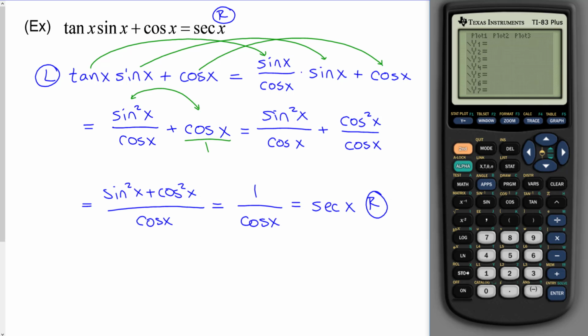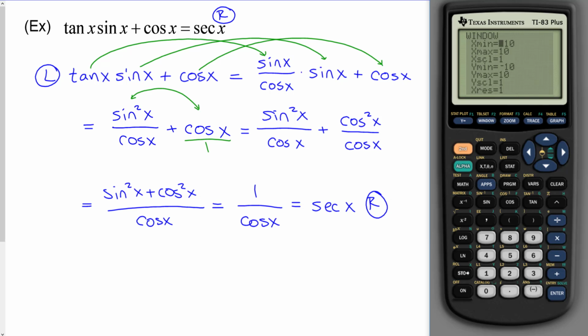If I put tangent x times sine x plus cosine x in for y1, and I put secant x, which is 1 over cosine x, we don't have a secant button, so this is how you have to do it. Let me make sure my mode is in radians, good, and then my window is appropriate for that.